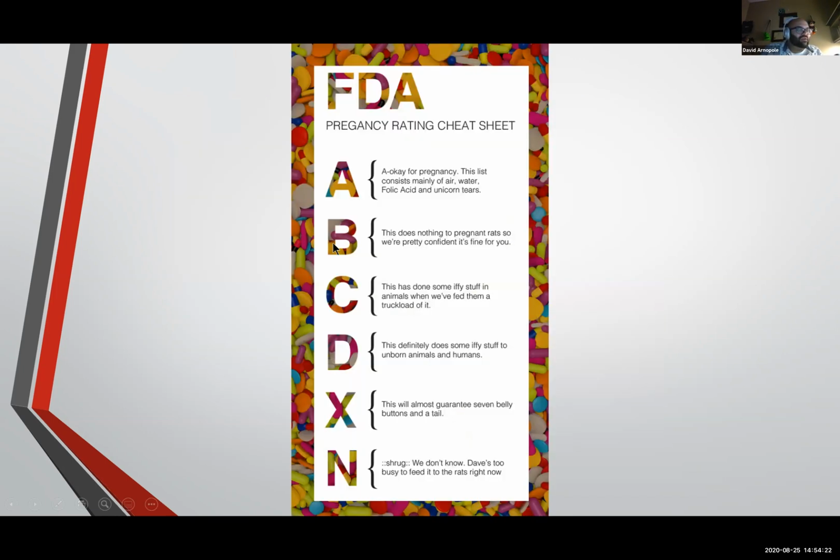I put a couple on there. I like this one just because it gives a little more of a simple breakdown. Don't worry about N. We don't know. Dave's too busy to feed it to the rats right now. That's what N is. Usually they're all A through X at this point.